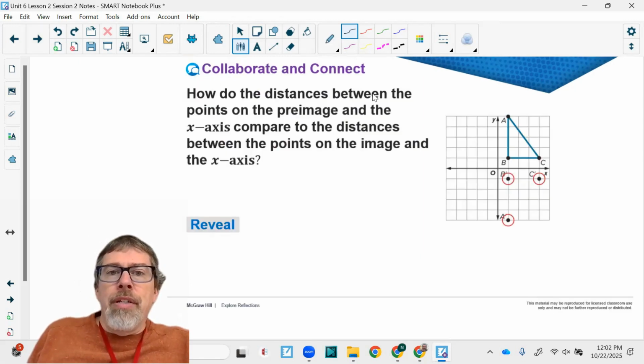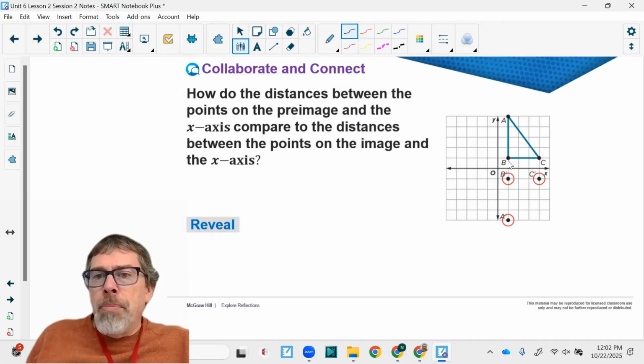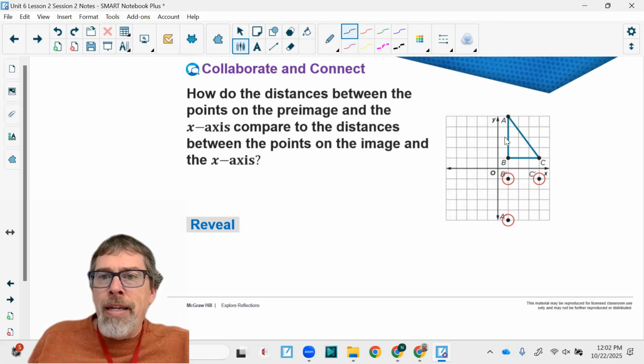Okay, so how do the distances between the points of the pre-image and the x-axis compare? Well, B is 1 away, B prime is 1 away, C is 1 away from the x-axis, C prime is 1 away, A is 5 away, A prime is 5 away the other direction.